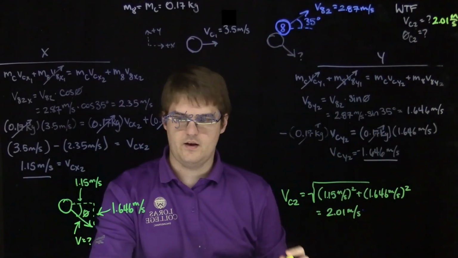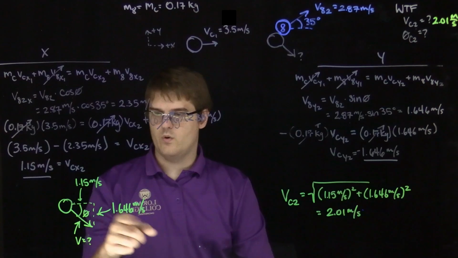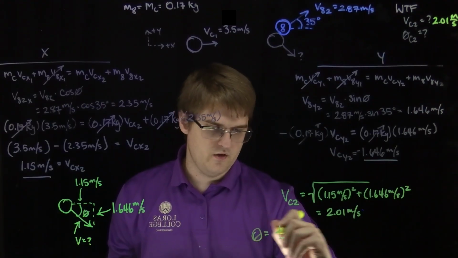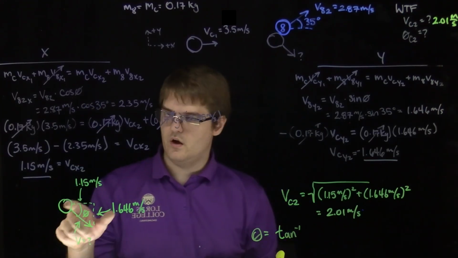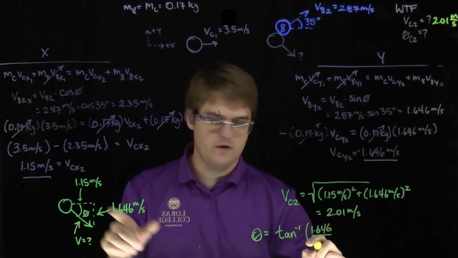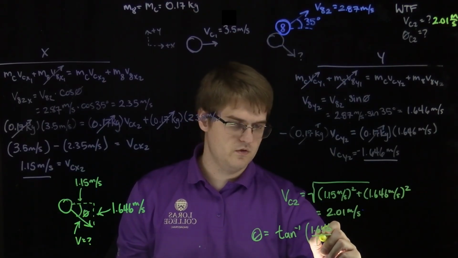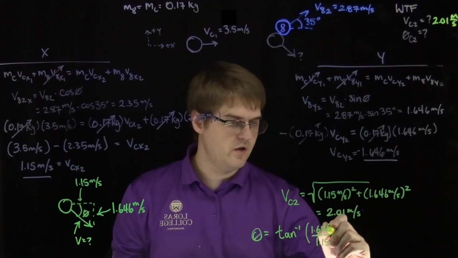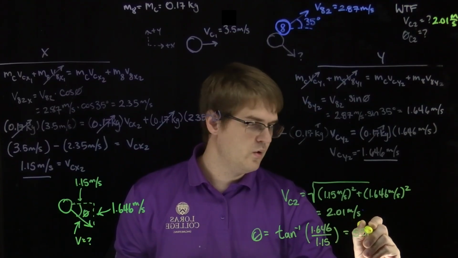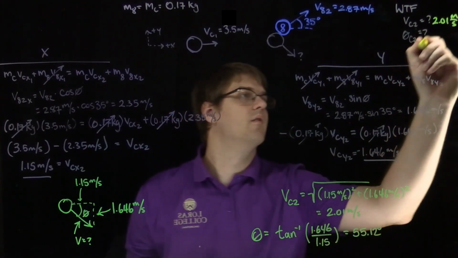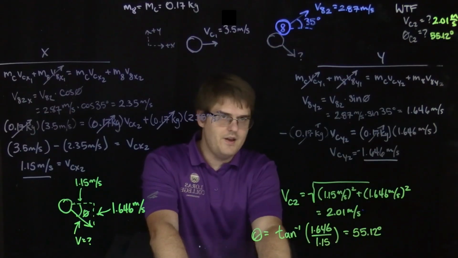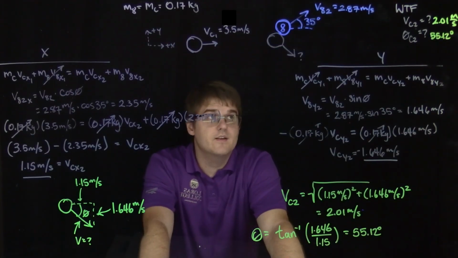And then if I want my angle, let's do tangent. So theta is going to be tangent inverse of opposite, 1.646, divided by adjacent, 1.15. That is going to give me 55.12 degrees. And there it is, except for one thing.